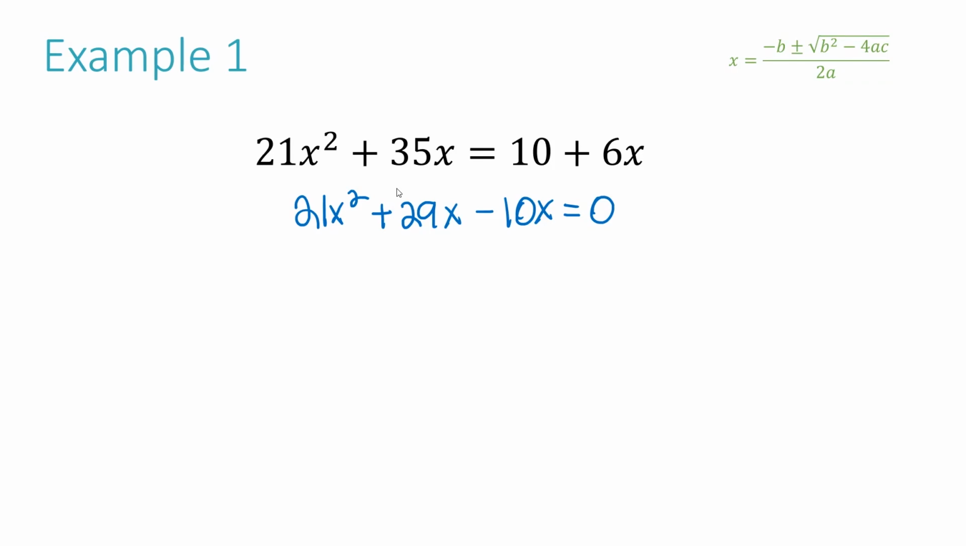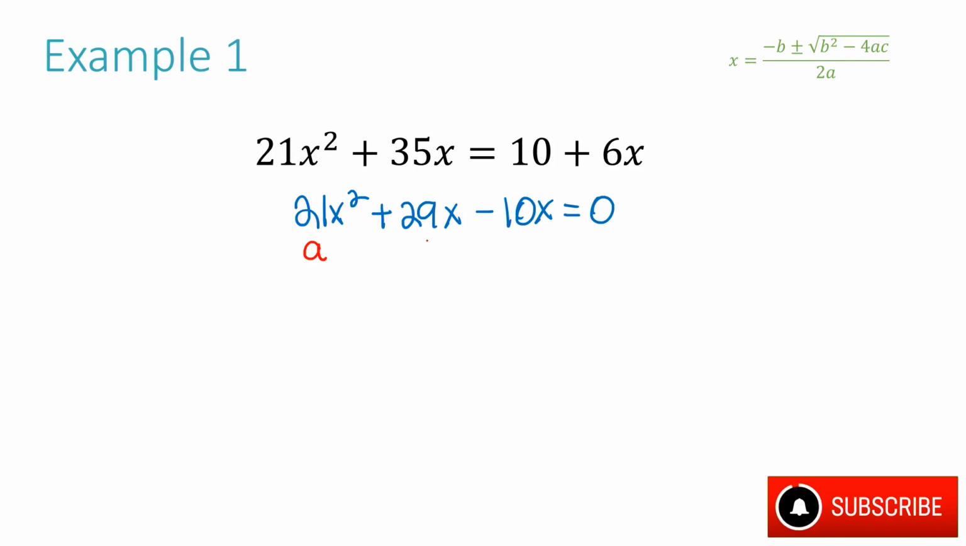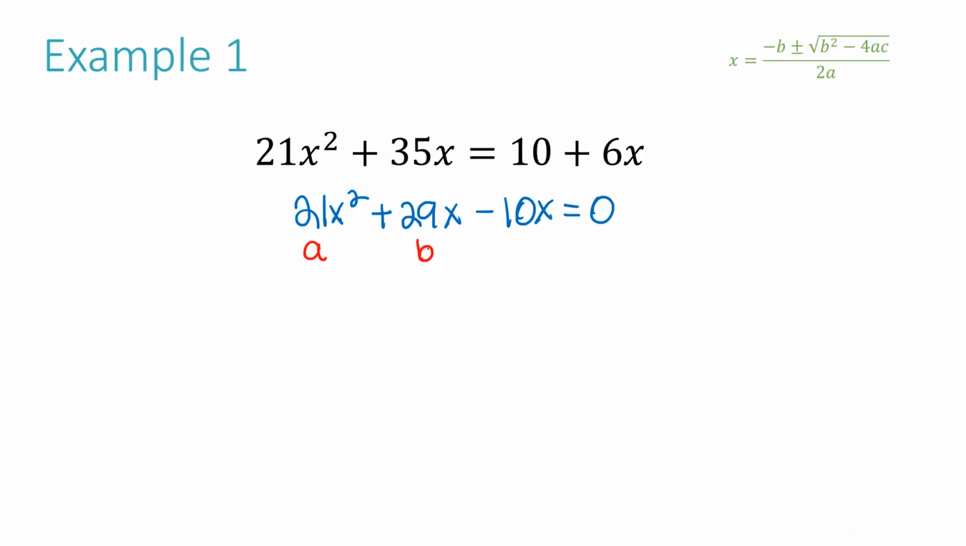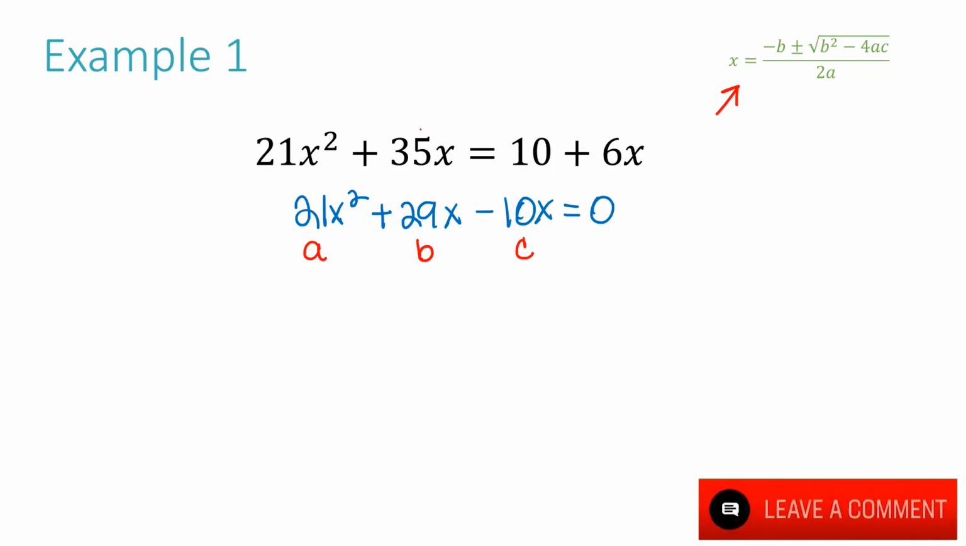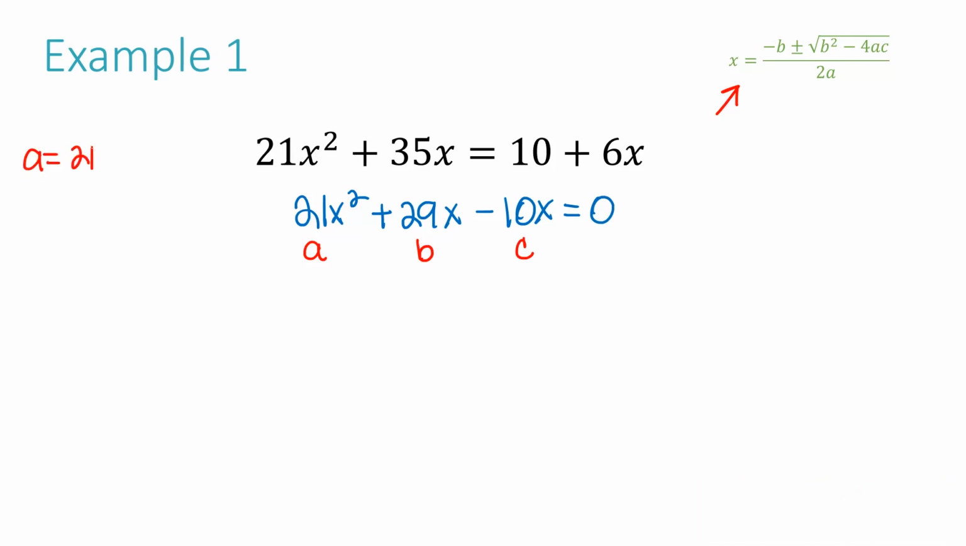Now I'm going to clarify my terms. 21 is my A value, 29 is my B value, and negative 10 is my C value. I need to use those when it's time to plug numbers into this formula. I'm going to clarify it again over here. 21 is A, B is 29, and C is negative 10. Now it's time to rewrite the quadratic formula with these values inside.